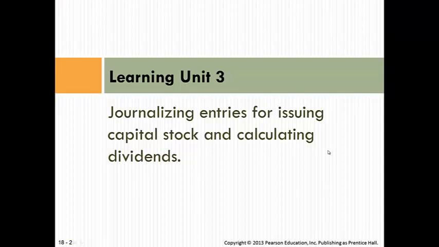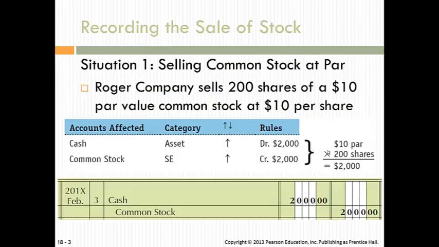Learning Unit 3 is about journalizing capital stock transactions and calculating dividends. Let's go over the first example in the textbook at the bottom of page 657.